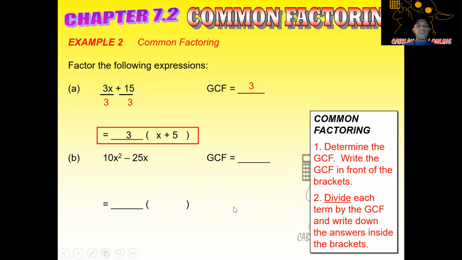Okay, for part B, we have 10x squared minus 25x. And remember from the previous slide, we determined the greatest common factor for this one to be 5x. So we're going to put it in front of the brackets here. In this one, we're going to divide both the terms by 5x. Now, I want you to see what's going to happen in the next step.